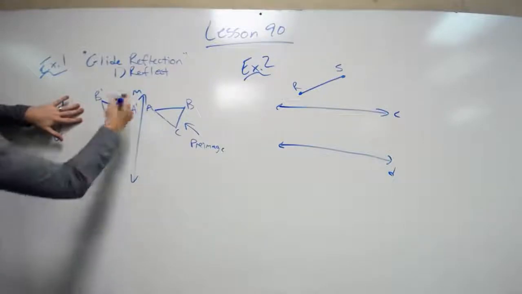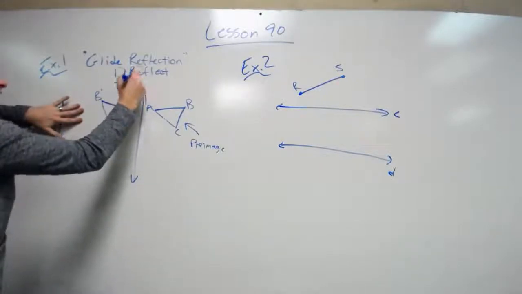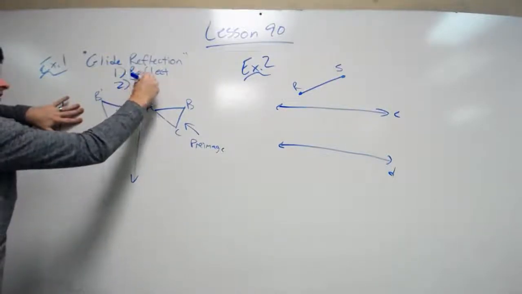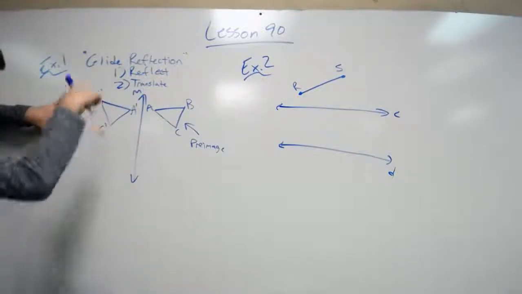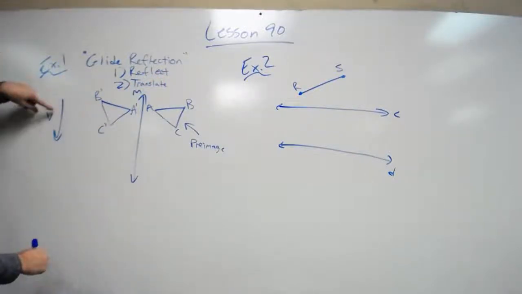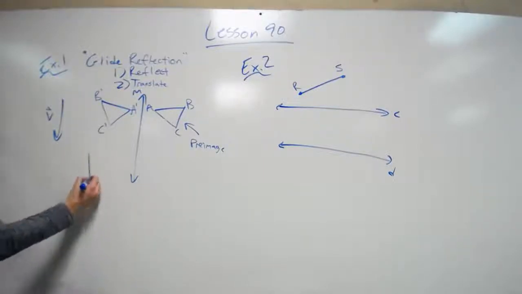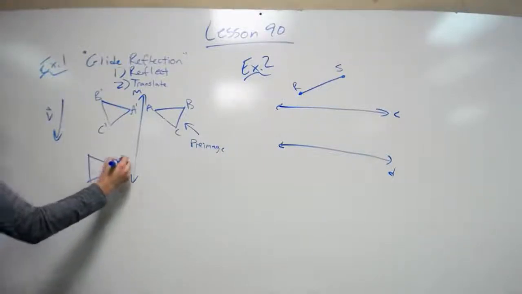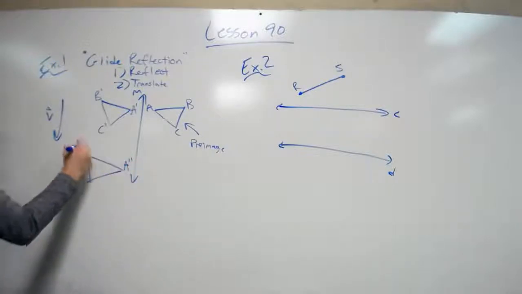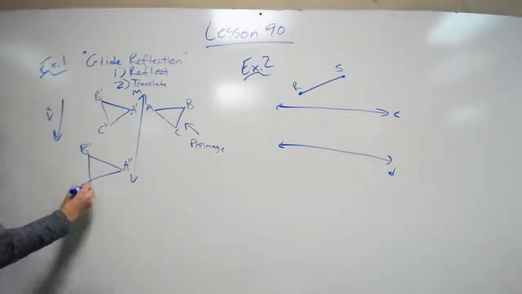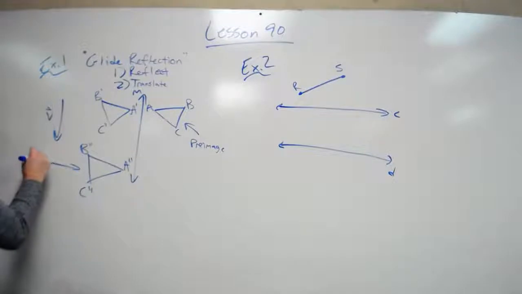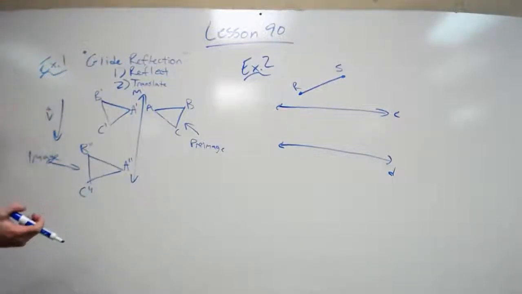Now after this, step 2, it said to translate down along vector V. Vector V is pointing down, so it wanted us to move it down. So simply, I move the triangle here. I put my 2 primes now, because this is the second time I've moved it, and this is now my image. And that's all you do. You just kind of move it along what it says. So this would be your answer.